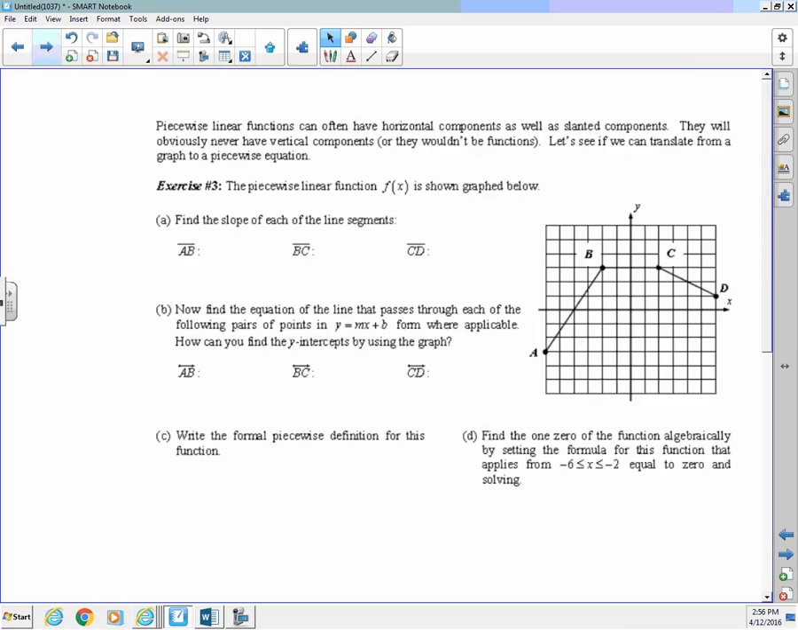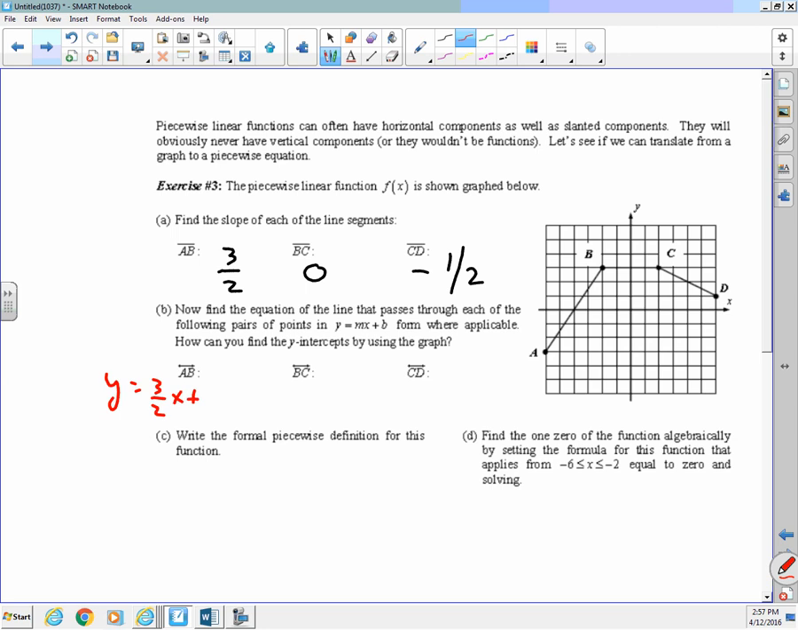Now, looking at my pieces here, if I wanted to figure out my slope, the slope of AB is 3/2, BC is 0, and CD is -1/2. Now I want to find the equation of each of these lines. So the first one is y equals 3/2x plus 6. This one is just y equals 3. And this is y equals -1/2 x plus 4.